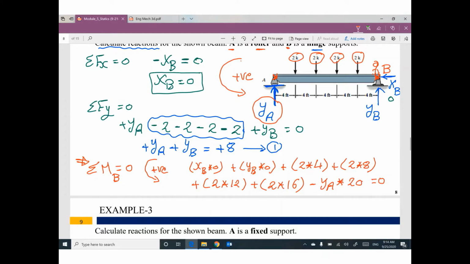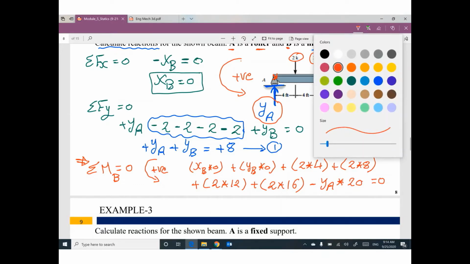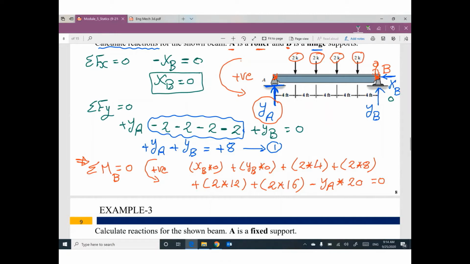Guys, this point is very important. Please pay attention. I decided to take moment at B, so I'm sitting at B all the time. Every force in this problem must be multiplied by distance to get a moment. Please don't forget any force. Let's start. What is the distance between XB and the point B? There is no distance because XB is at the same point, so your distance is 0.